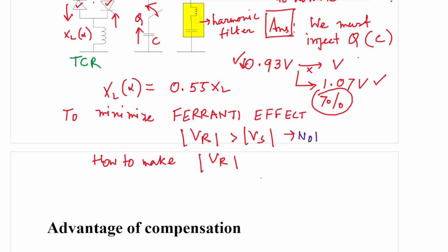Not desired. So if it is not desired, then how to make VR equal to Vs? How to make it? The answer is the application of this TCR. So why is this greater? Because of the reactive power due to the charging current.